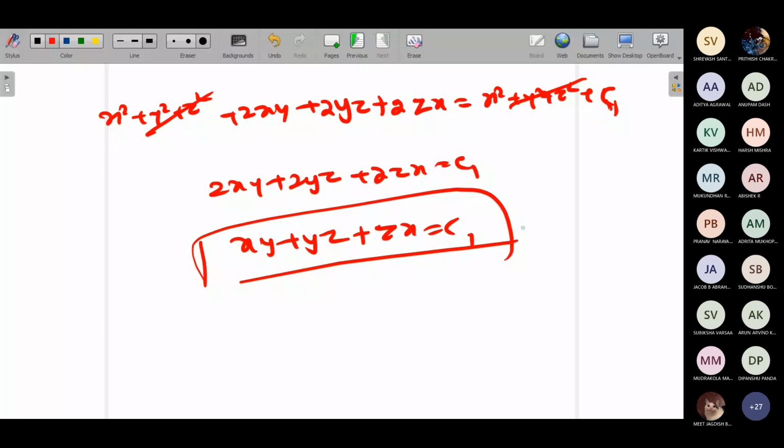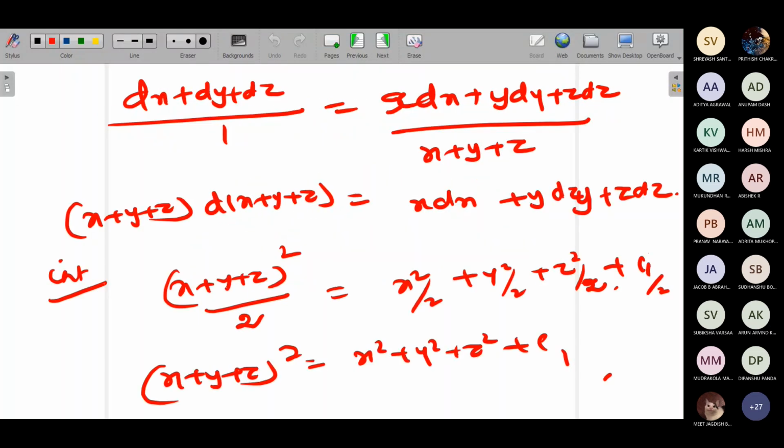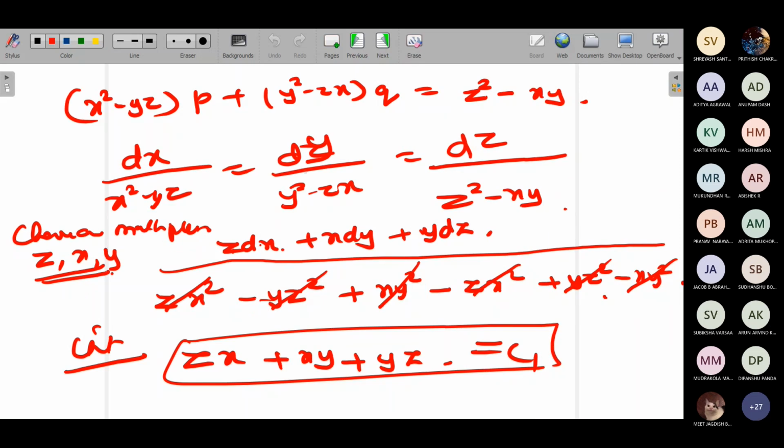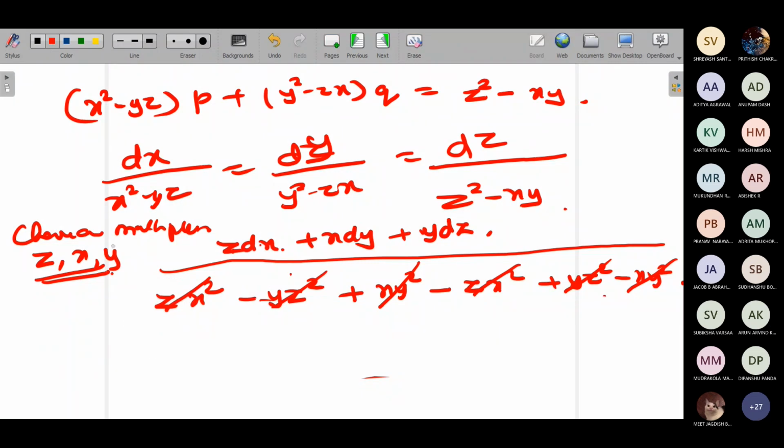This is only valid. This you cannot integrate and write like this. You cannot integrate it because you cannot treat x and z as constant. So you cannot choose the multipliers. You should use the method of grouping. Is it clear?